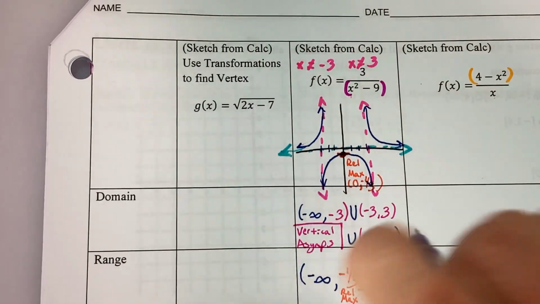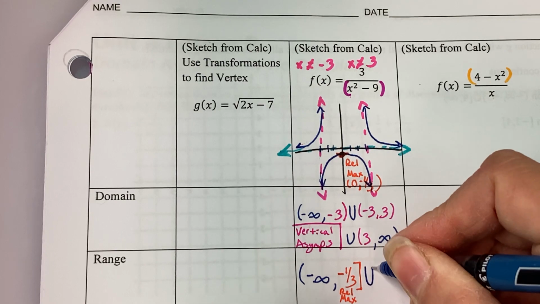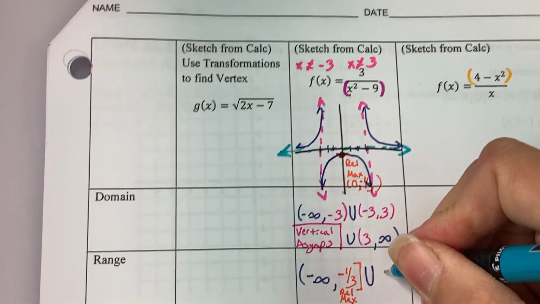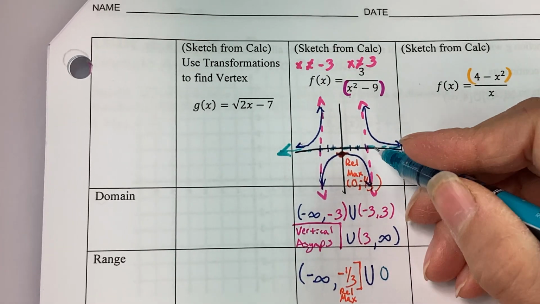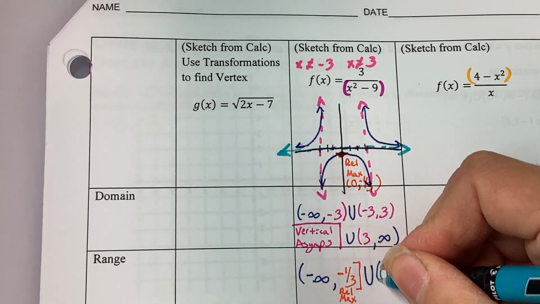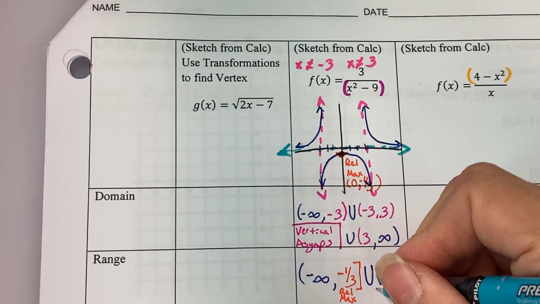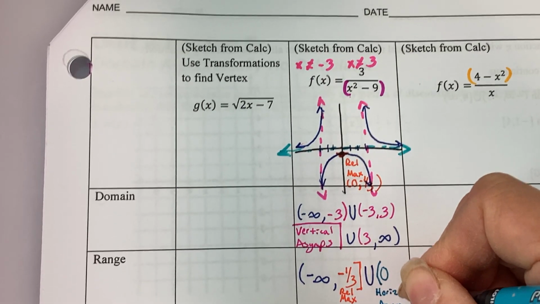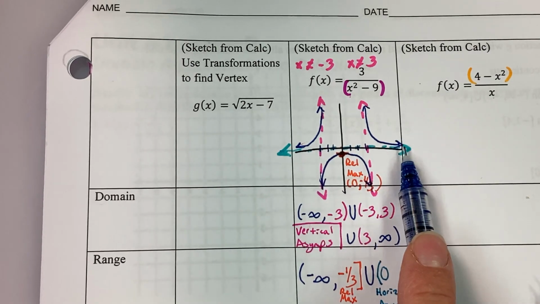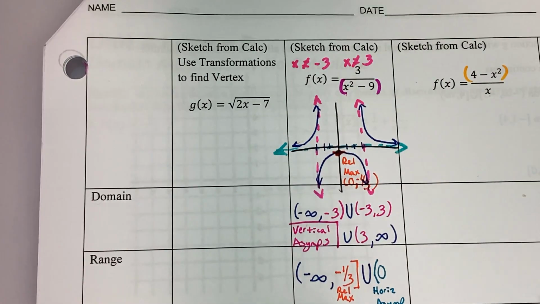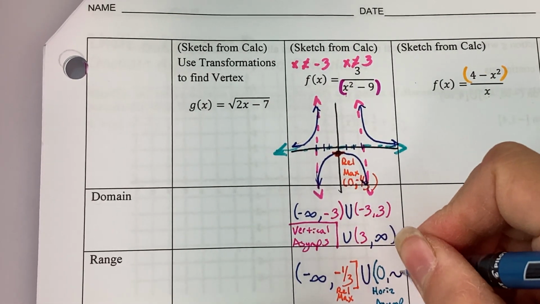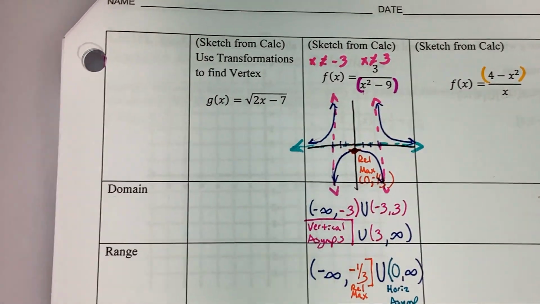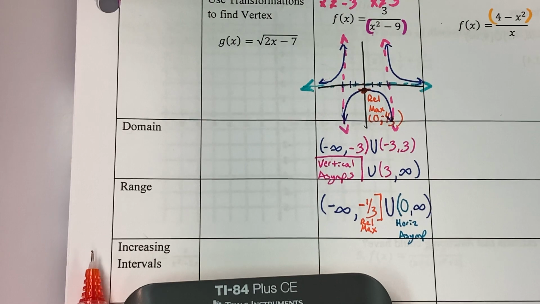So we would use our union notation and state that our y values start up again at 0, but since 0 isn't included, we don't actually get that value, we use a parenthesis. So horizontal asymptote. And then where do my y values end? From 0, they go all the way up to infinity. Ooh, so that was kind of a messy one as far as the range goes.